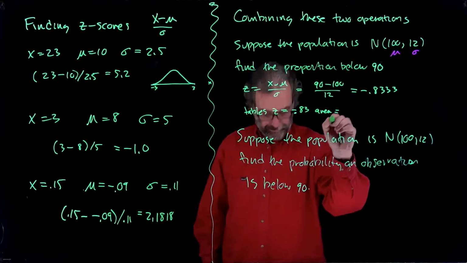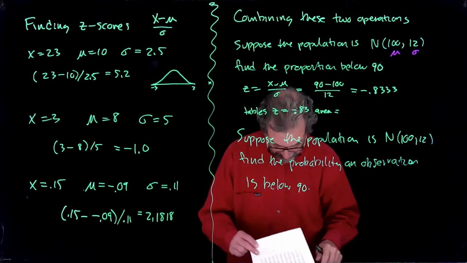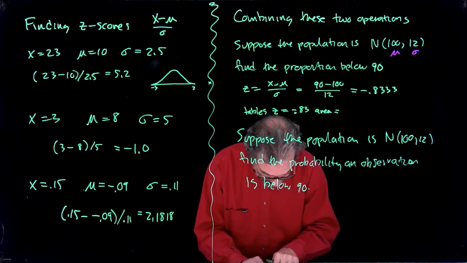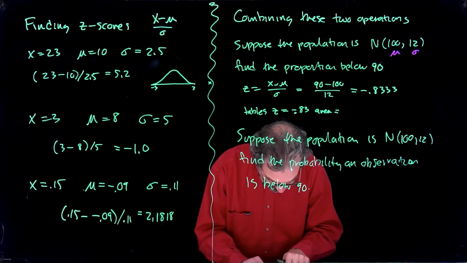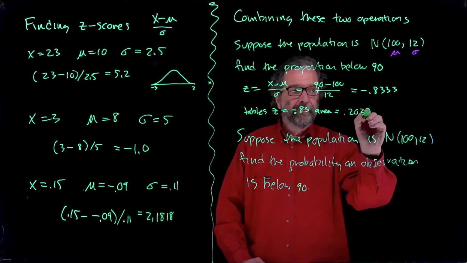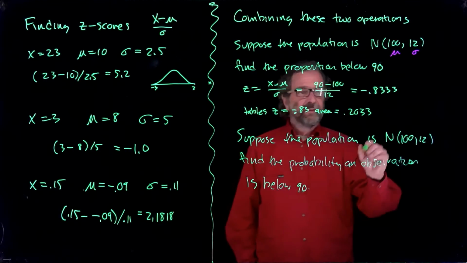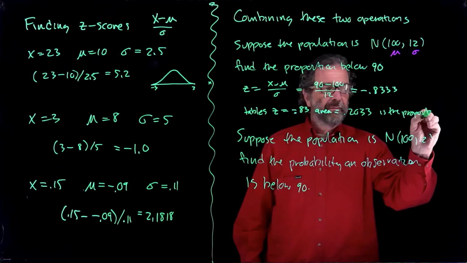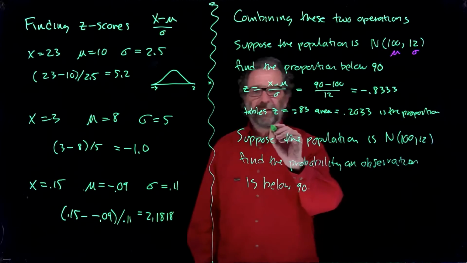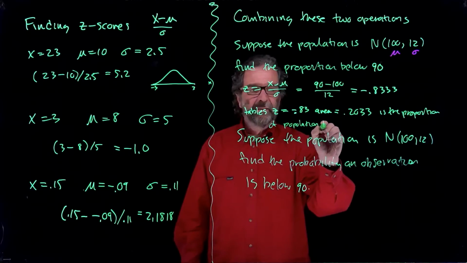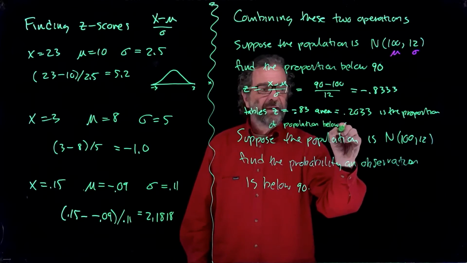The area, okay, so it's minus. I'm on the minus side. 0.83 here. It looks like a 0.2033. Is the proportion of the population below x equals 90.